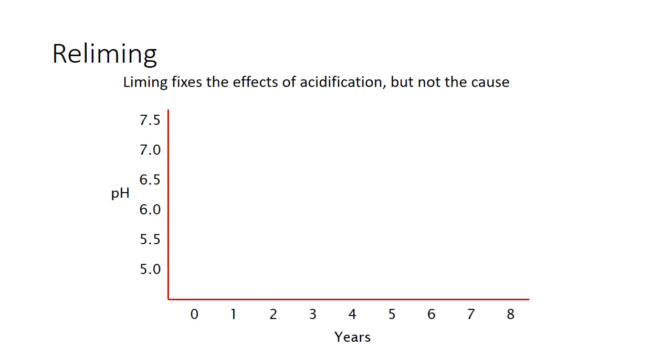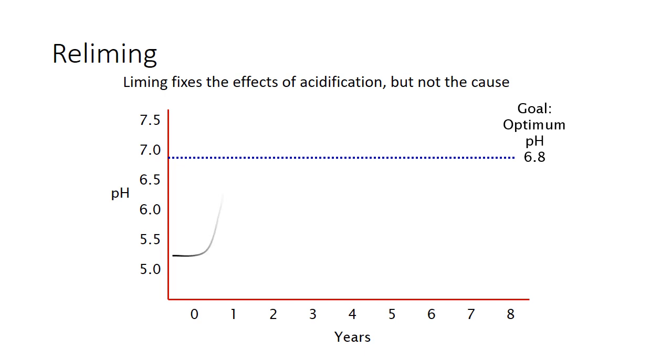Another consideration with liming is that we have to reapply. In most settings, we're applying fertilizer to the soil, and the fertilizer is going to continue to acidify the soil over time. We have to manage the pH by regularly applying lime. If our optimum pH is, say, 6.8, then our liming and soil pH would look something like this.